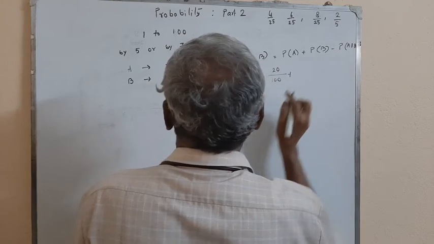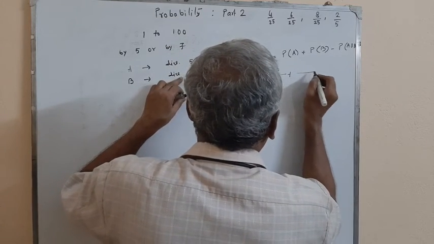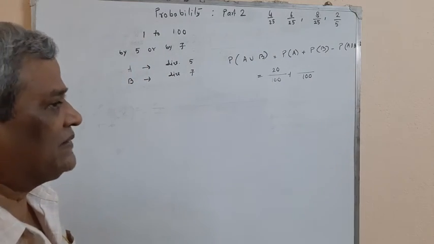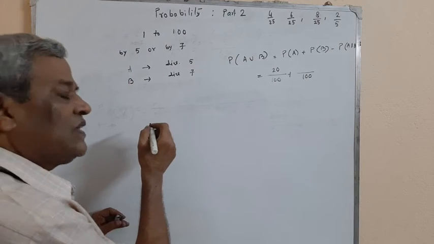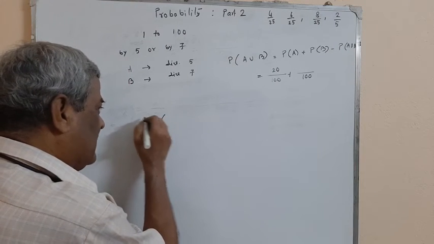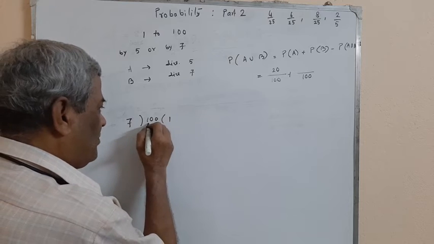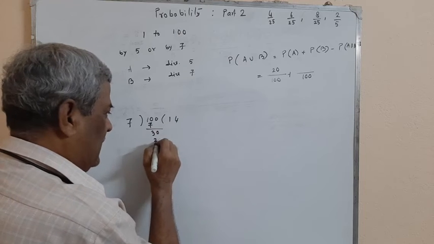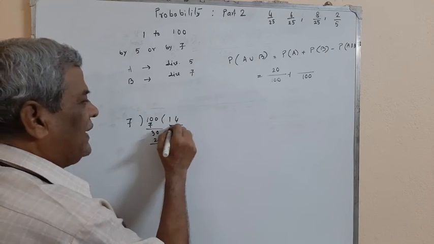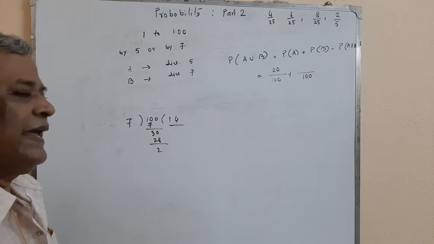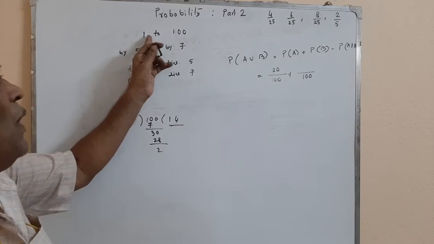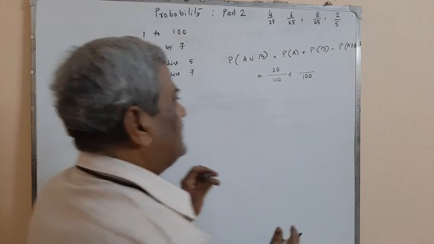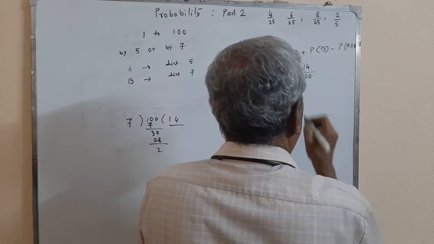plus probability of B. This number is divisible by 7. So 100 is the sample space and it is divisible by 7. Now 100 by 7, 14 times 7 is 98. So there are 14 cases which are exactly divisible by 7 between 1 and 100: 7, 14, 21, and this way 14 cases are there. So 14 is the favorable case.